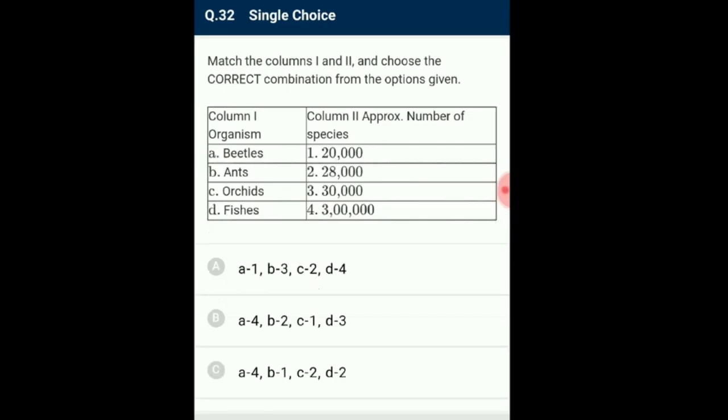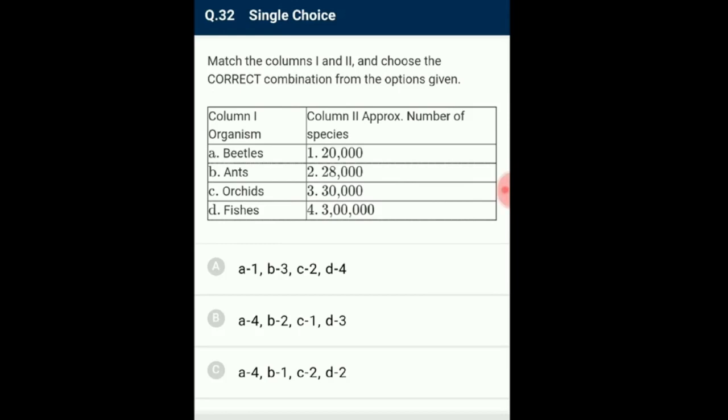Question number 32. Match column 1 and 2. Choose the correct combination from the options given below. The variety of flora and fauna in a particular habitat or the globe is called biodiversity. Basically, it is a way to measure the differences and variations among organisms at the genetic, species and ecological level. Biodiversity is higher in the tropic region compared to temperate and polar regions.